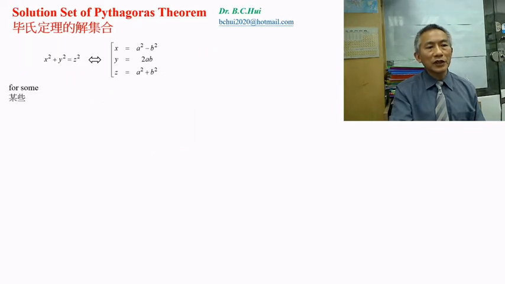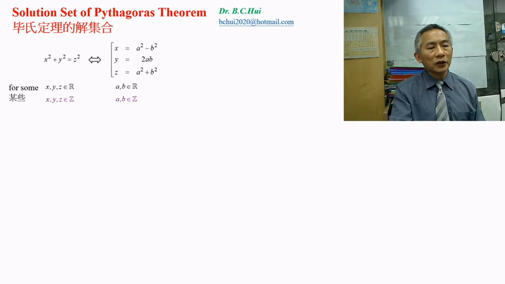Now, first of all, we state the result. x squared plus y squared equals z squared if and only if x can be written as a squared minus b squared, y can be written as 2 times a times b, and z can be written as a squared plus b squared. If x, y, and z are all real numbers, then of course a and b are real numbers. And if x, y, and z are all integers, then we can also find integers a and b so that x squared plus y squared equals z squared is valid.